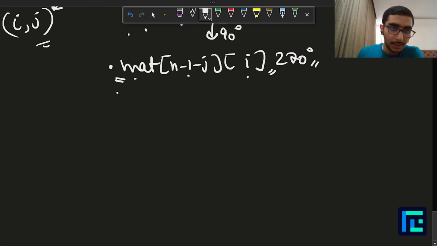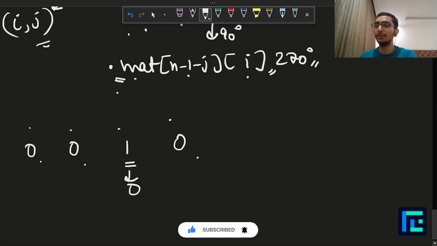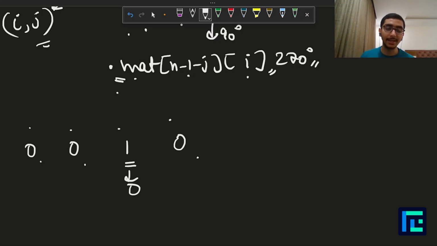Let's see. Let's say out of these four cells, one was 0, other was 0, this was 1, and this was 0. So it is more beneficial to change this 1 to 0 instead of changing all these zeros to 1, right? So essentially what we are trying to ensure is that the element that is in the minority, you will flip it. If ones are fewer, you will flip the ones to 0, and if the zeros are fewer, you can flip the zeros to 1. And if both of them are equal, then it's your wish. You can either change zeros to ones or ones to zeros, and that is it.